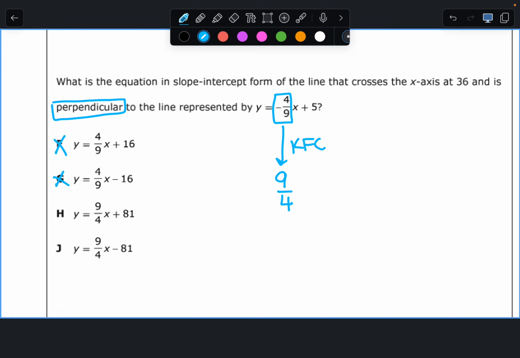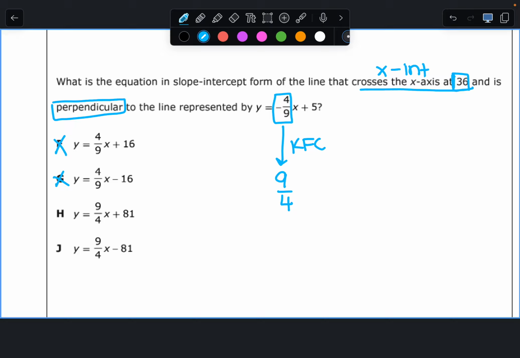Okay. Now it says the point, they give you a point, but it's not obvious. It says it crosses the x-axis at 36. If it crosses the x-axis, what type of point is it? It is an x-intercept. If it crosses the x-axis, it's on the x-axis. A point on the x-axis is an x-intercept.